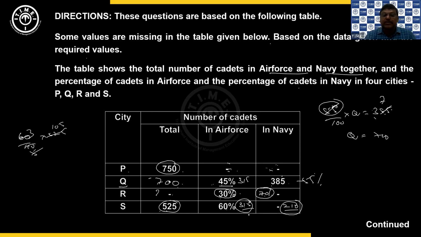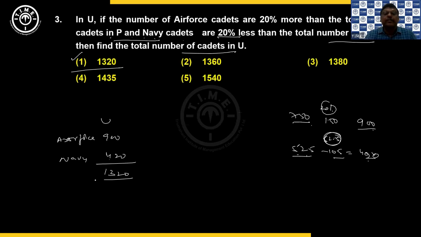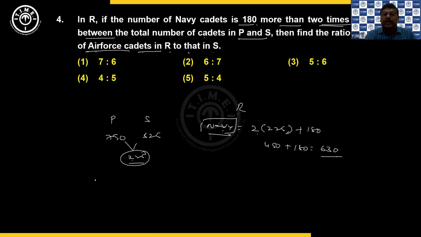So now let's go to this. In R, Air Force is 30%, Navy is 70%. Let's use that. Now, students, this 630 is 70% of the total R. 70% of R equals 630. You can find the R value, students, but it's not required.